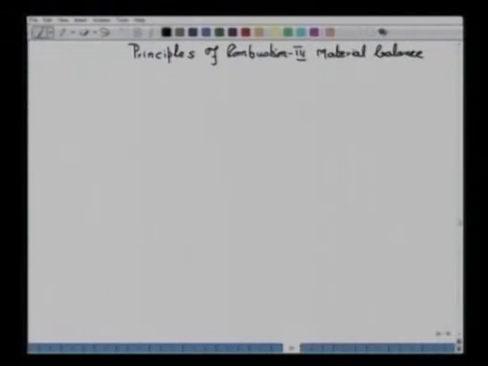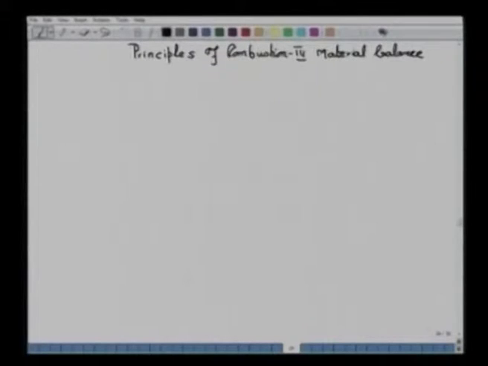Today, we will be solving some problems from combustion. So, principles of combustion, material balance. Let me write the problem for you. You read the problem carefully, and then we both will solve this particular problem together. So, I write the problem for you.